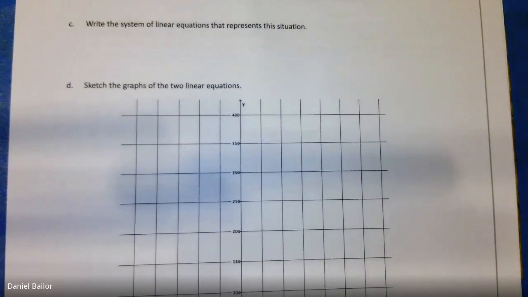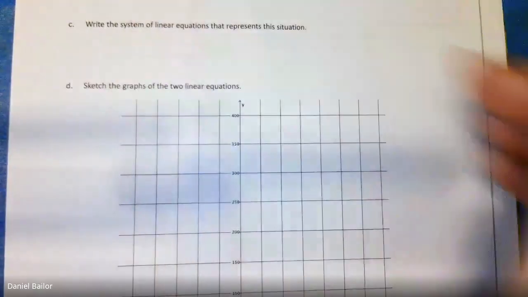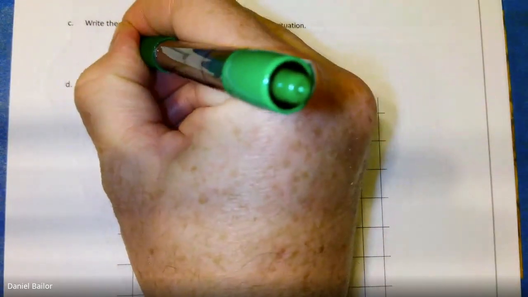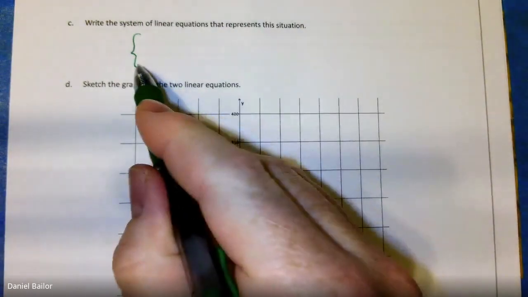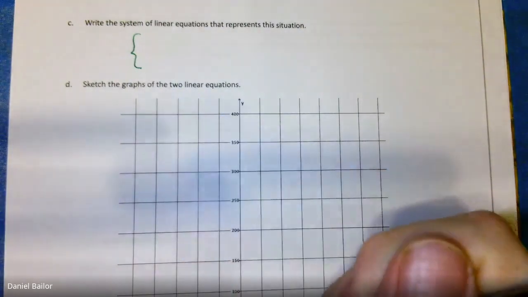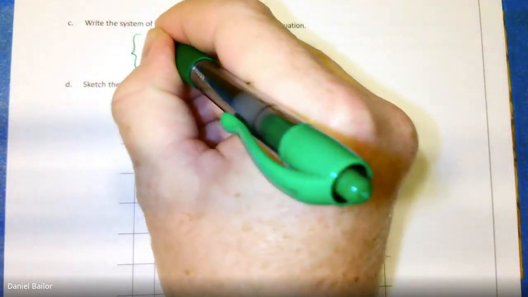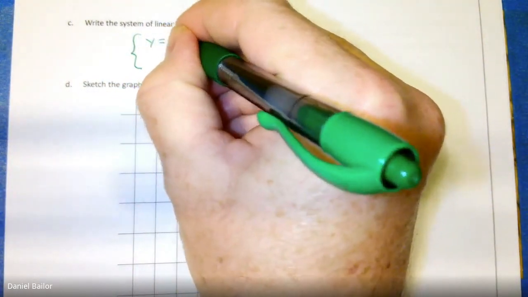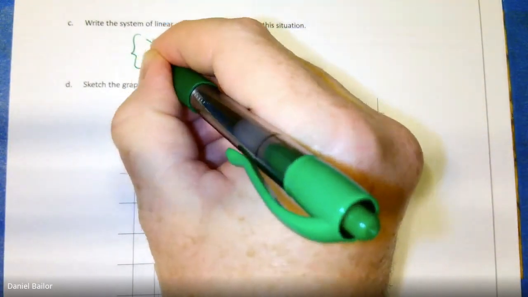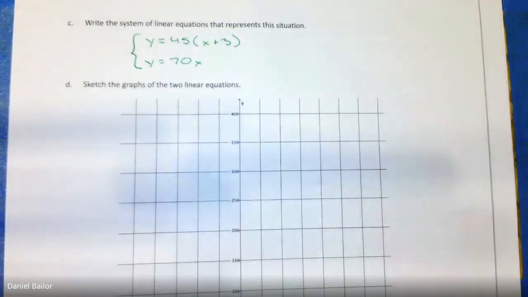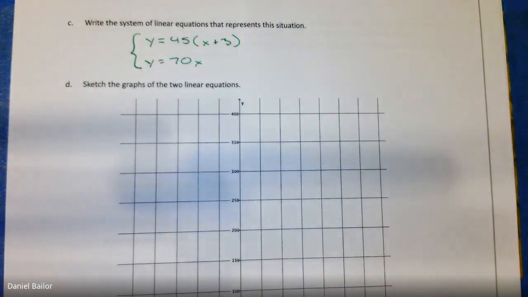Okay, so they say write the system of linear equations. So this means we need to write a system. Now remember, when you write a system, you use that fancy bracket right there. This bracket tells you it's a system. So you write both equations in that system, just like that. There you go. That's what both equations look like.